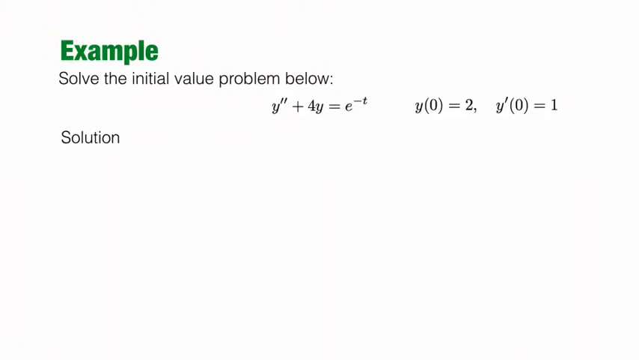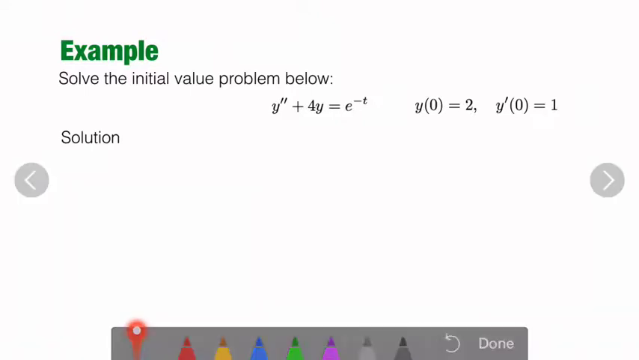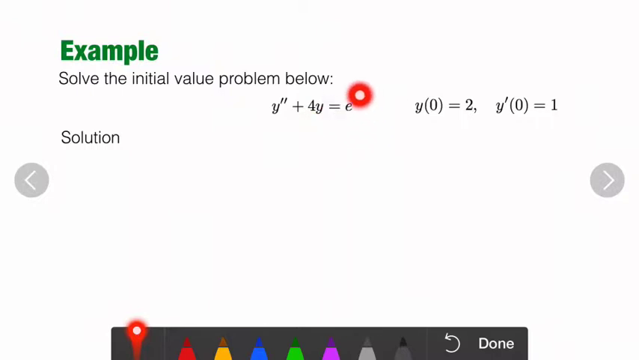So this is one of the examples of initial value problems using the Laplace transform. This is a second order ODE, non-homogeneous again. This is the non-homogeneous term, and they provide two initial conditions: y(0) equals 2 and y'(0) equals 1. As we mentioned before, we have three major steps to get the solution.